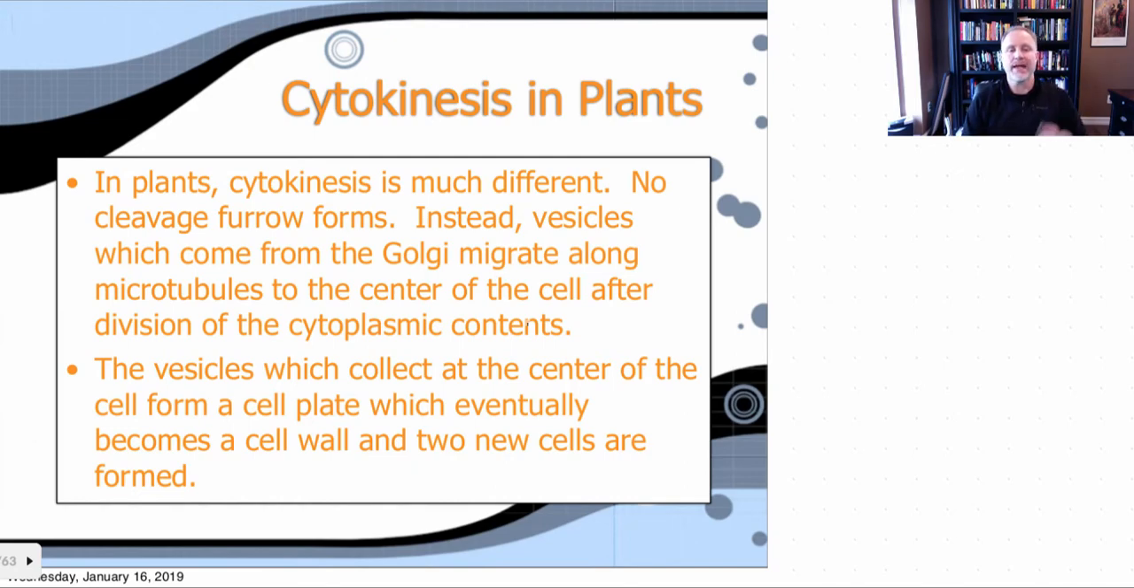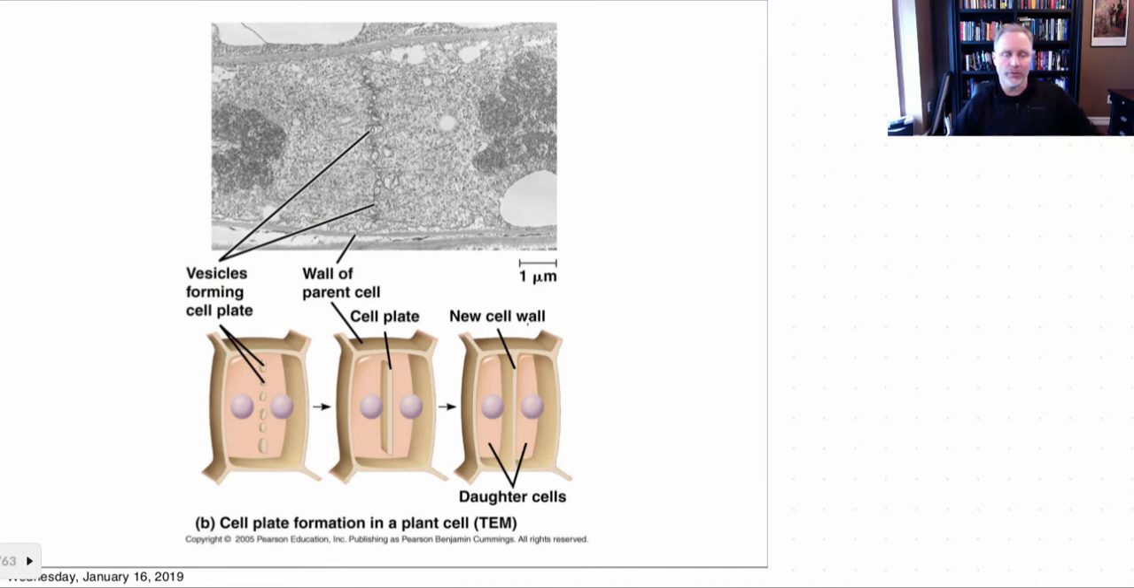So what happens with plants is you get vesicles with proteins made along that pathway. They migrate to the Golgi, and then the Golgi gives off vesicles that attach to the microtubules and get exported towards the center of the cell. There you lay down the cell plate, which eventually forms the cell wall. These vesicles all interact with one another, and you get two new cells formed. If you look here, you can see the vesicles migrating towards the center, and there's a bunch of little ones here and so forth.